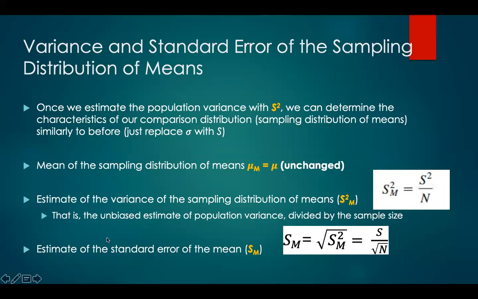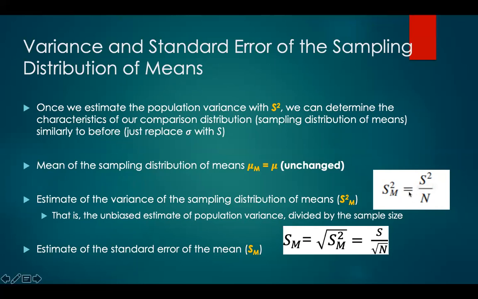Now, the estimate of the variance of the sampling distribution of means, that is the unbiased estimate of the population variance divided by sample size. So that is, again, s squared, which we calculated earlier, the sum of squares divided by n minus 1, divided by the sample size. So that's how we get to our estimate of variance for the sampling distribution of means for a one sample t-test.